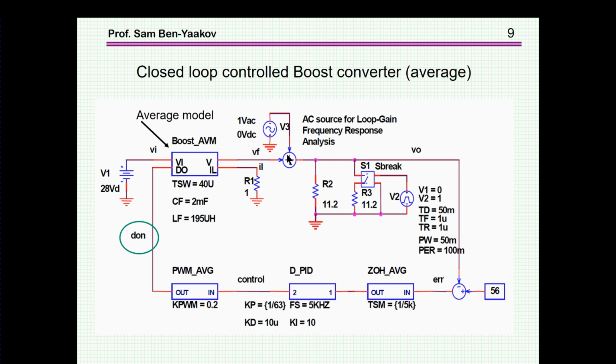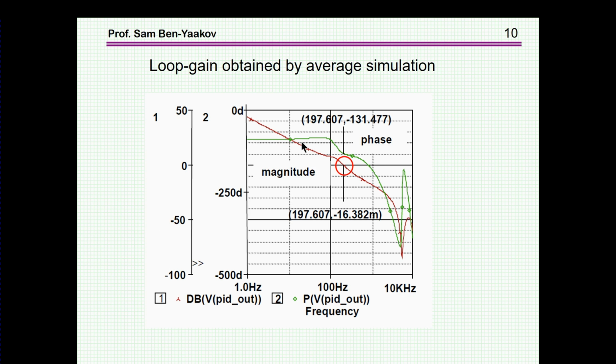What is shown here is also a way to get the loop gain by simulation. What we do, we add a junction here, we inject an AC, this will be an AC run simulation, and then it can be shown, again I'm not elaborating on it, that the ratio between the voltage here and the voltage here is in fact the loop gain. And here indeed we see the loop gain as measured by this method.